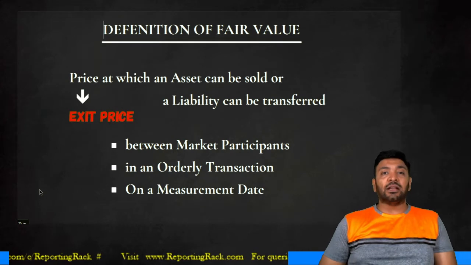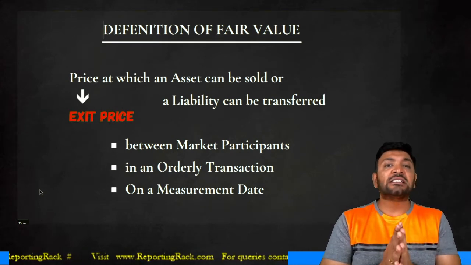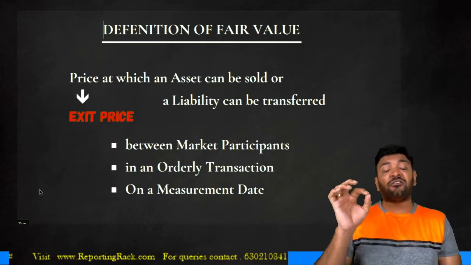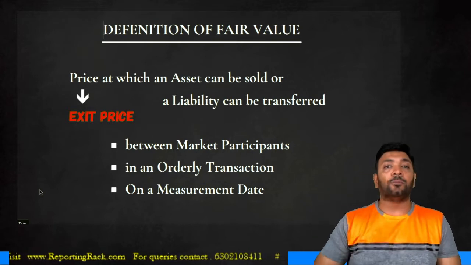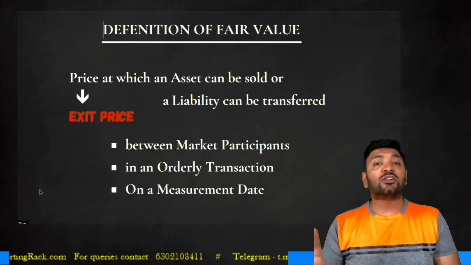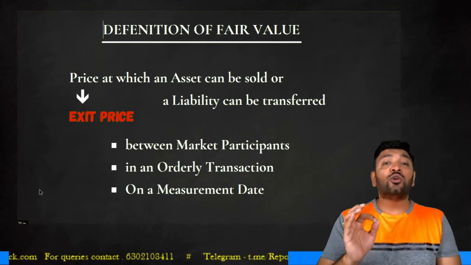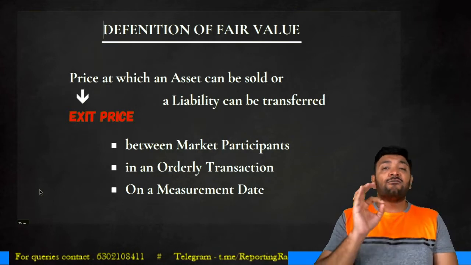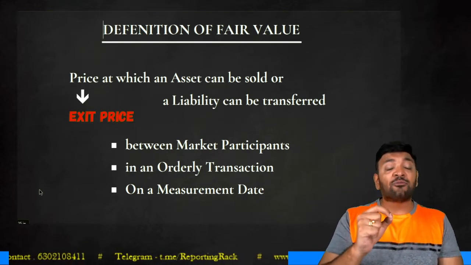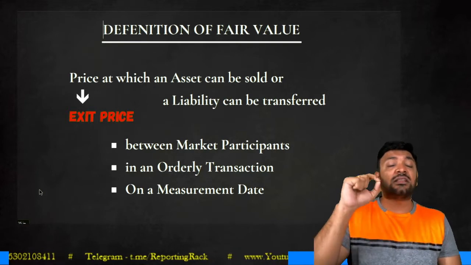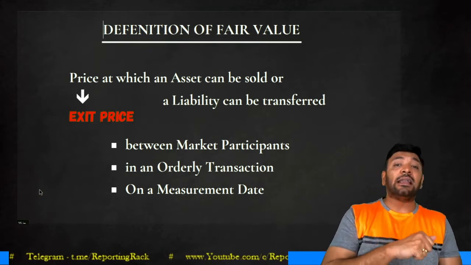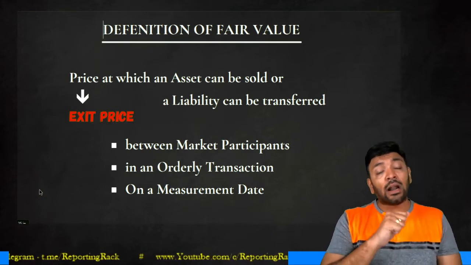First, let me explain what a measurement date is. Fair value is always determined for a particular date, not for a particular period. Net profit for the financial year 2020-21 is so and so; that is net profit for a period. Fair value for the financial year 2021 is so and so, that is not possible. Fair value should be determined with respect to a particular date. Fair value with respect to 31st March 2021 is so and so. I am emphasizing the date on which the fair value is determined, because fair value might differ from one date to the other.